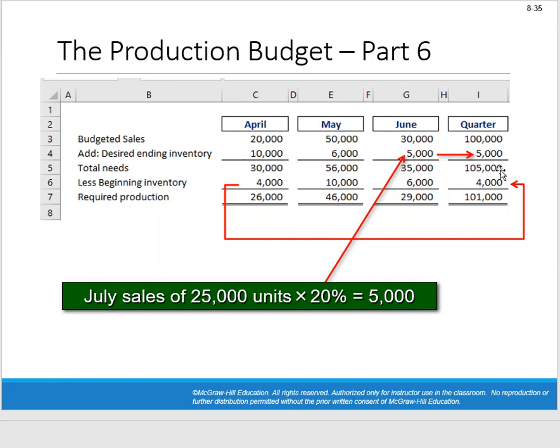Total needs then are 105,000, and then we subtract our beginning inventory. And again, our beginning inventory is not a sum of April plus May plus June. It's our beginning inventory from the beginning of the quarter. So at April 1st, our beginning inventory was 4,000. So that gets subtracted here, and our required production is 101,000. So then mathematically, this should all work out, but we need to be careful that things like ending and beginning inventories are not sums of 3 months. They're points in time. Those are balances at a given point in time.